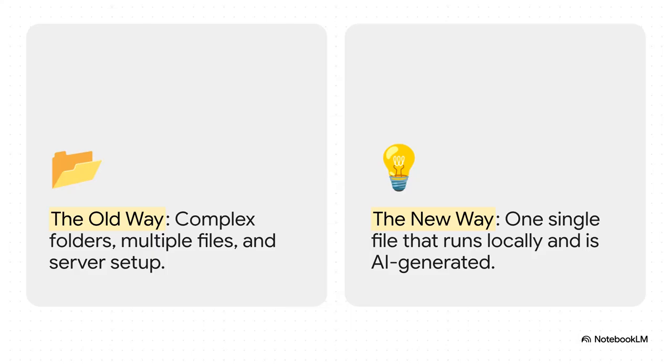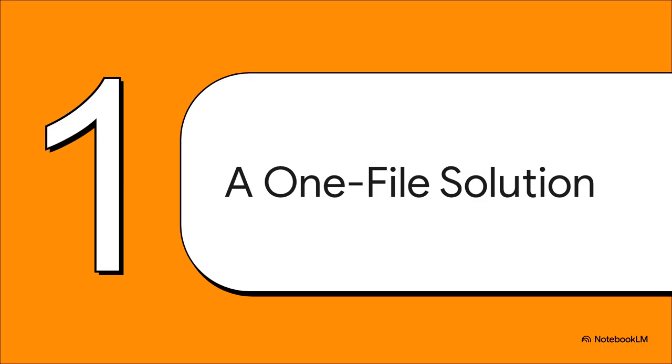And this slide just lays it all out perfectly. Look at the left. That's the old way. You've got these messy folders, separate files for everything, plus that whole server setup nightmare. But now look at the right. This is the new way. Everything, and I mean everything, the front end, the back end, all of it lives in one single file. It runs right on your computer, and the best part, the AI writes it for you. So that brings us to the core idea we're exploring today, this powerful one-file solution.